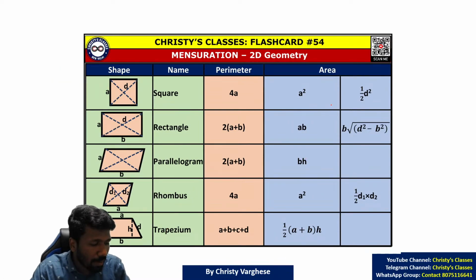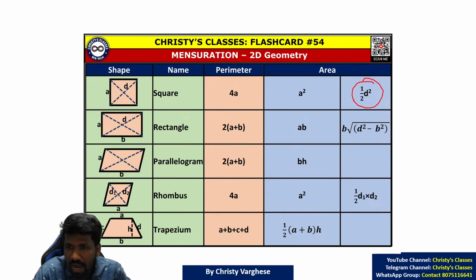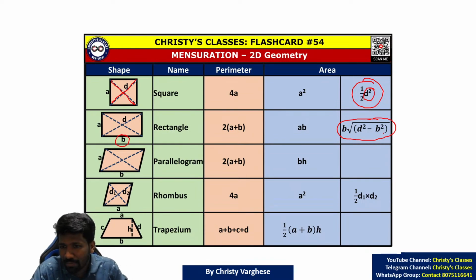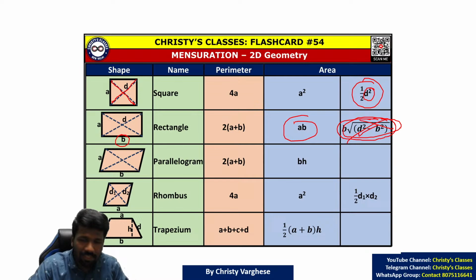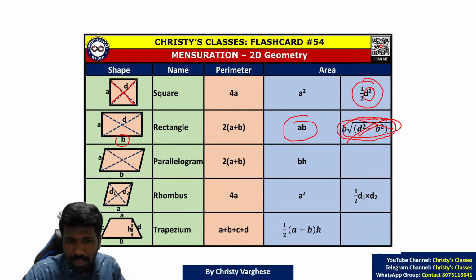This formula can be applied for a square also, because a square is just a special rhombus. So half d1 into d2, but in the case of a square, the diagonals are equal. So half d into d, that is half d square itself. And for a rectangle, that formula is a little more complicated: base into the square root of d square minus b square. The Pythagoras theorem is the reason why this works. Again, you can skip this. This formula is enough for time's sake. Okay, so this much is clear, I guess.